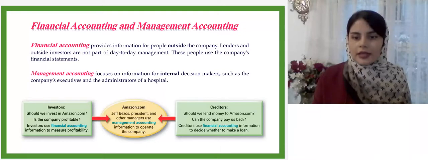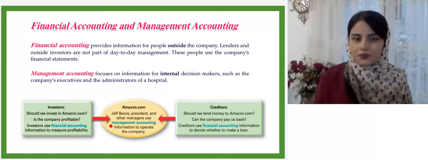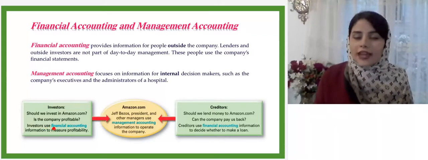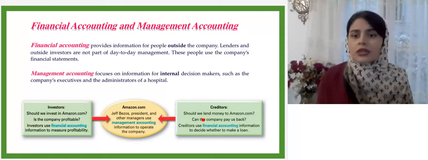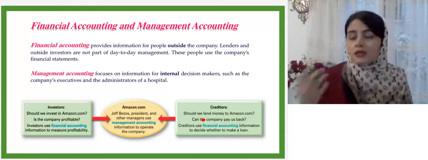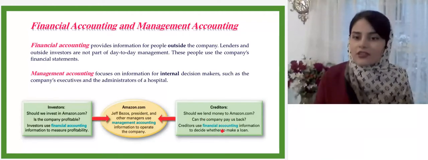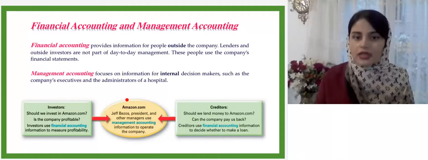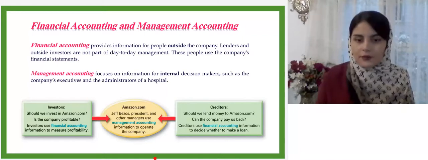Look at this example about Amazon.com. Investors think: should we invest in Amazon? Is the company profitable? These are the questions that investors may have. Investors use financial accounting information to measure profitability. And another question creditors may face is: should we lend money to Amazon? Can the company pay us back? So creditors use financial accounting information to decide whether to make a loan. And the company uses management accounting information to operate the company.